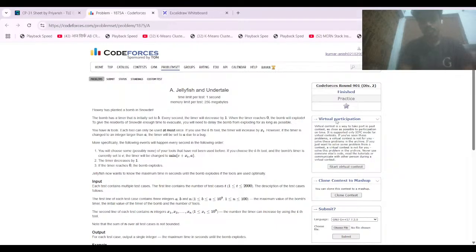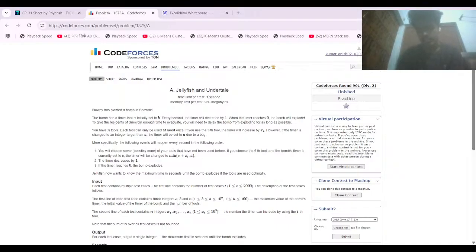So okay, let's start. Floy has planted a bomb in Snowdown. The bomb has a timer that decreases by one every second. When the timer reaches zero, the bomb will explode. To give the residents of Snowdown enough time to evacuate, we need to delay the bomb from exploding.